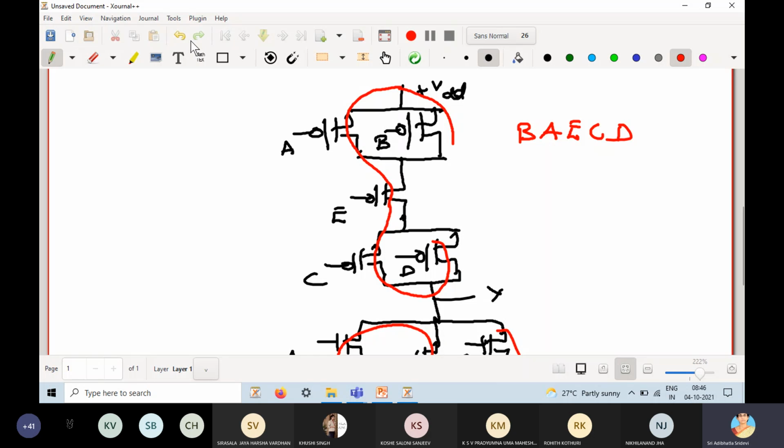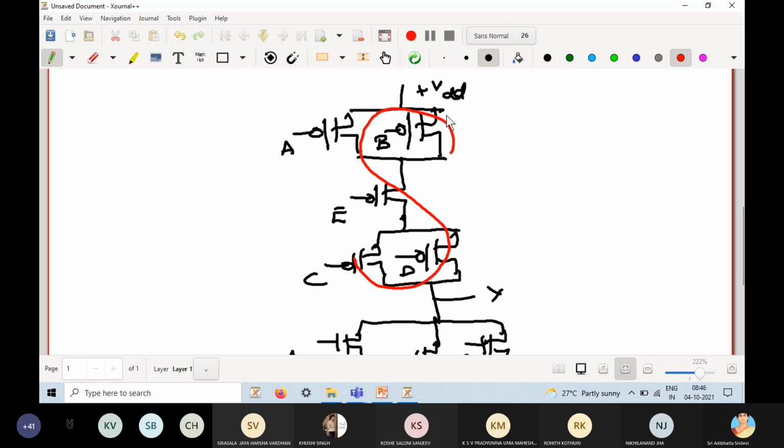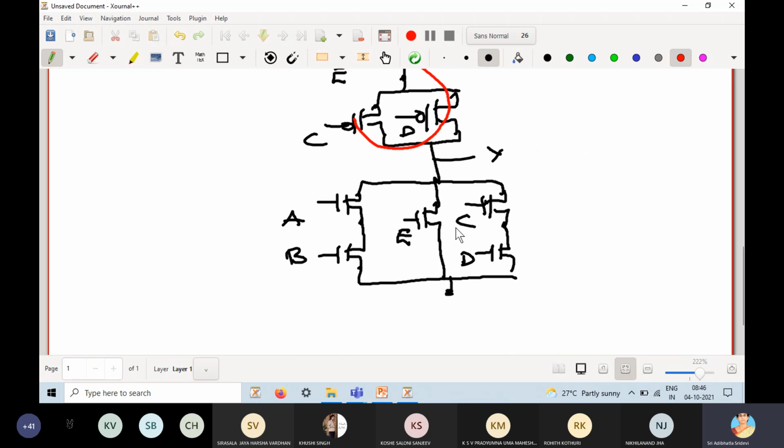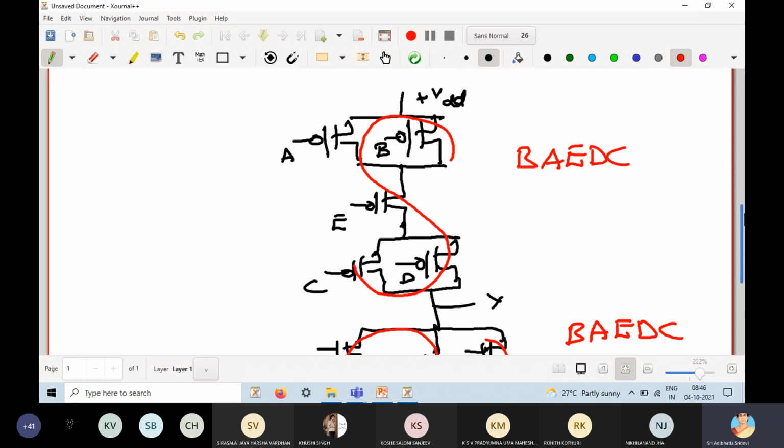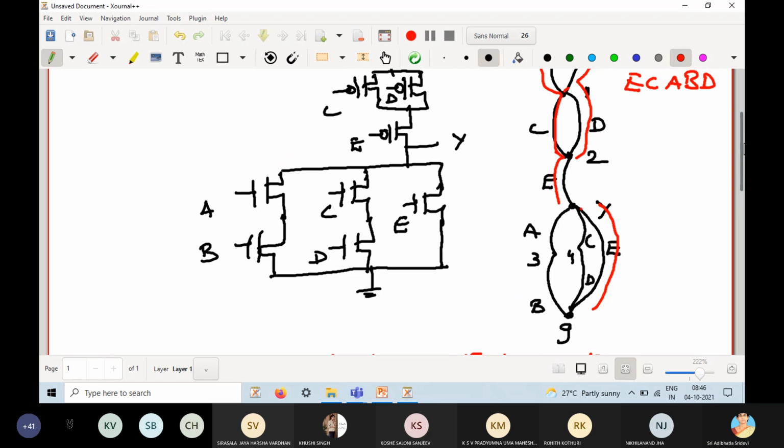So what I can do is check. BAE DC I'm taking. Okay. So here also for me BAE DC is possible. So what is my Euler path here? BAE DC. Got it?